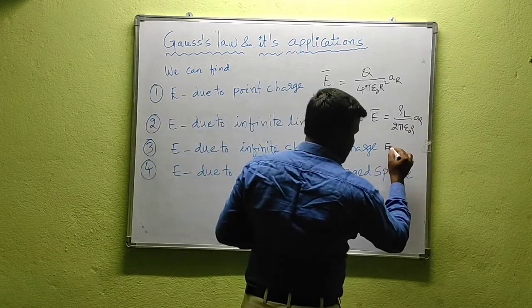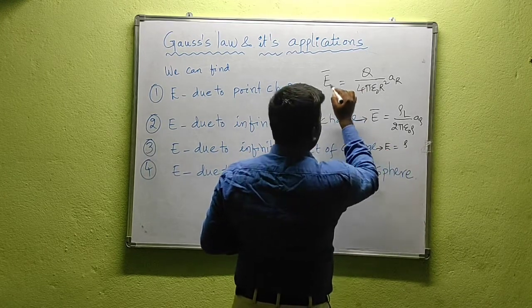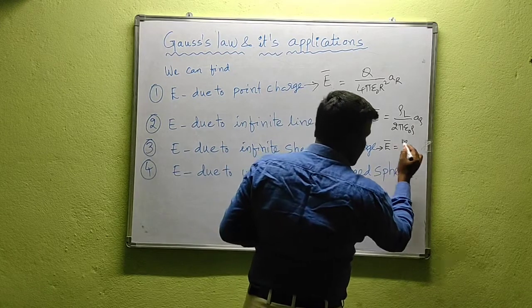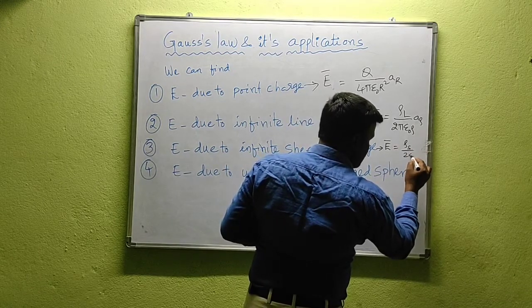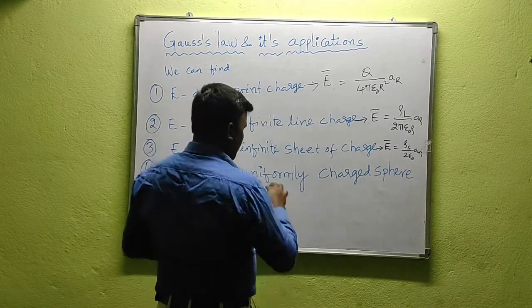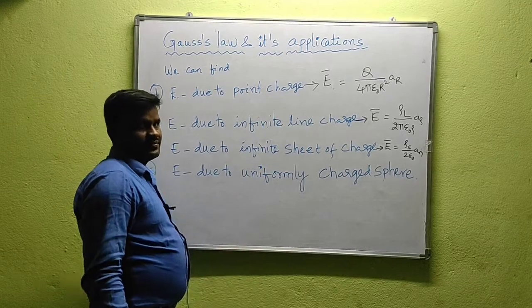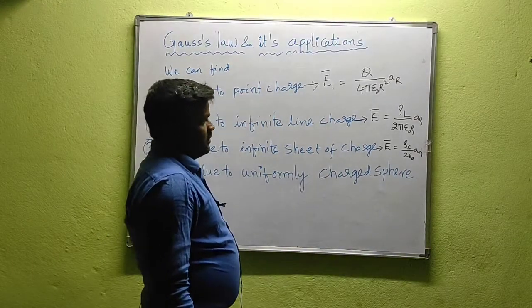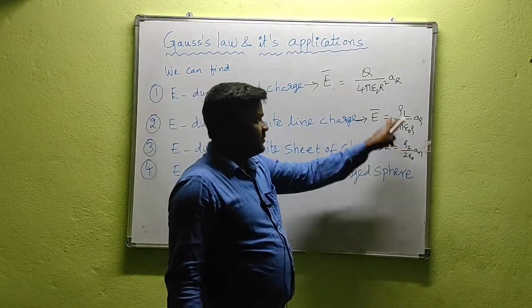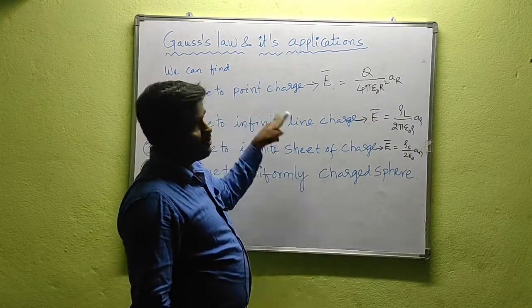And E due to infinite sheet of charge, E equal to rho S by 2 epsilon naught into AN. And the last one, E due to a uniformly charged sphere, we need to discuss. We derived these things, and we know that the electric field intensity due to volume charge is the same as that due to point charge.